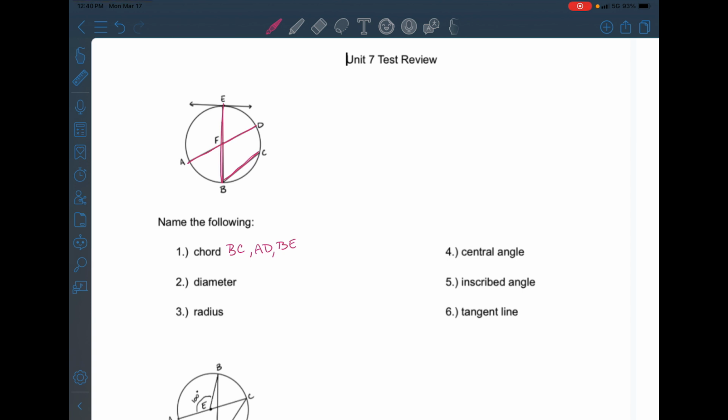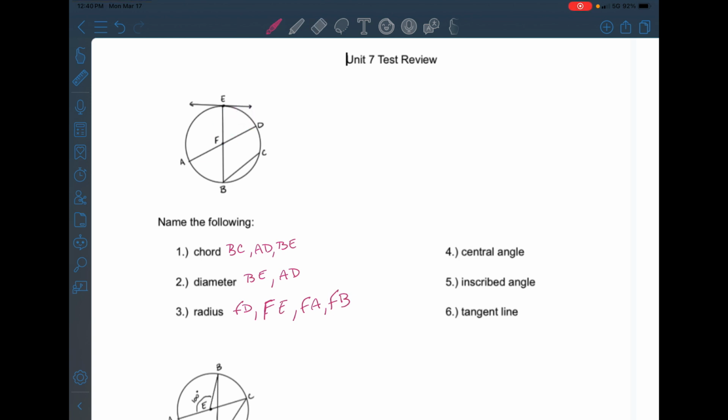The diameter, there's actually two: BE and AD. Then it says a radius. We have FD is one. It goes from the center to the circle, so FE is one. We have FA is one, and we have FB is one.